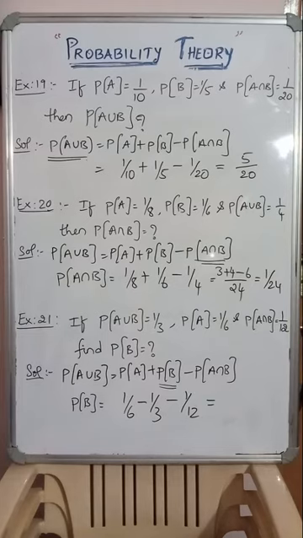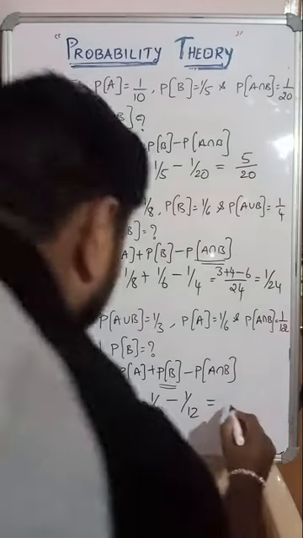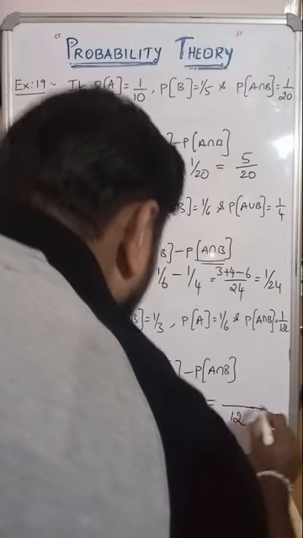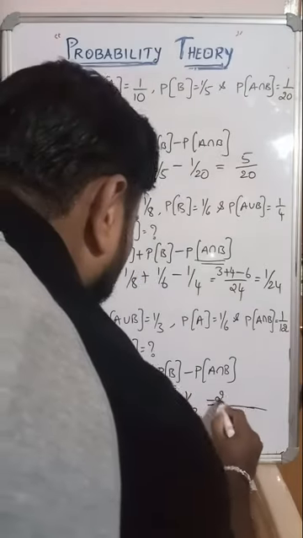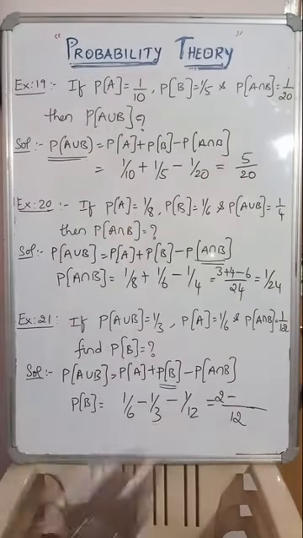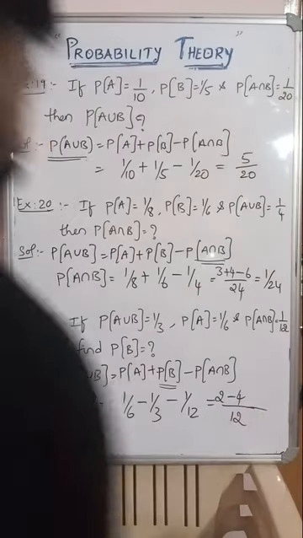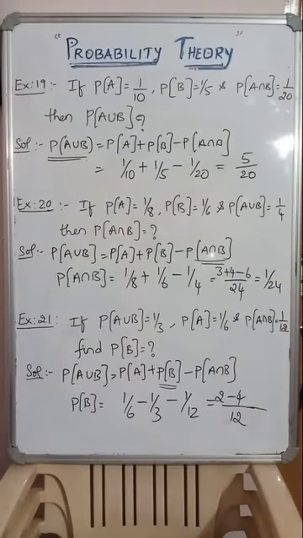6, 3, 12. How much will the LCM become? 6, 3, 12 means 3 ones, 3 twos, 3 fours. Again 3 fours are 12, it will become the LCM. So 6 two times minus 3 how many times? 4 times. One second guys, one second.